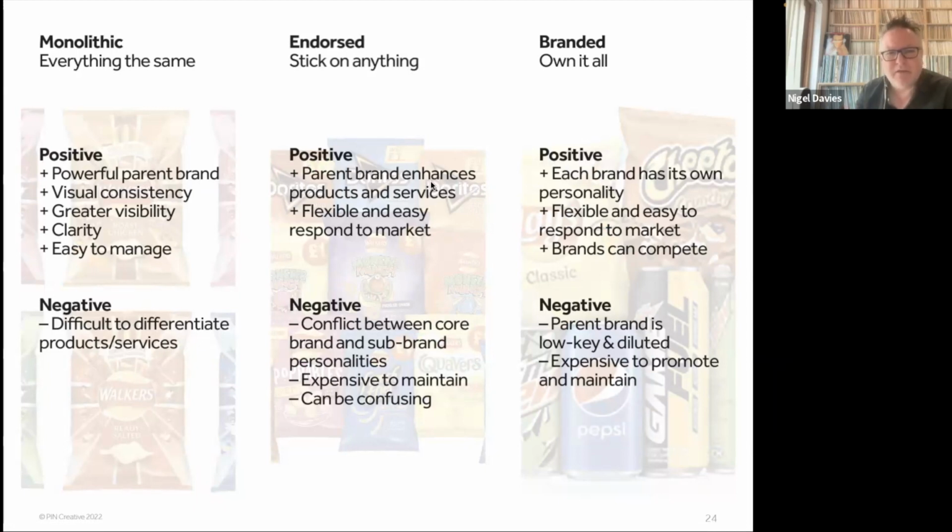If you think about the endorsed approach, there's quite a positive relationship because the parent brand endorses everything, but there can be some conflict. So the sub brand that you've created can actually start to dominate. Doritos, for instance, is probably more thought of than Walker's. But it can be a bit more expensive to maintain, and can get a little bit more confusing if you don't do it right.